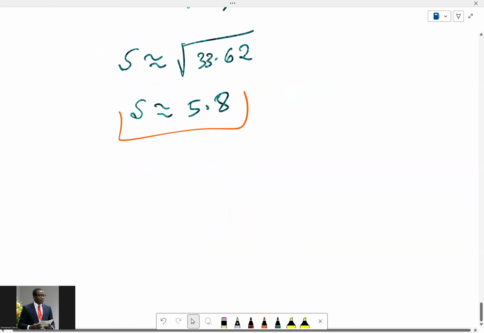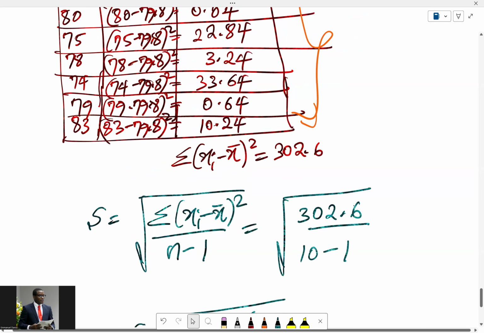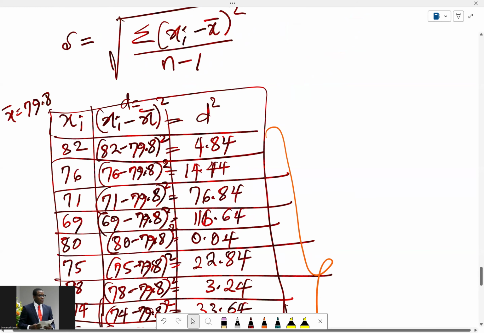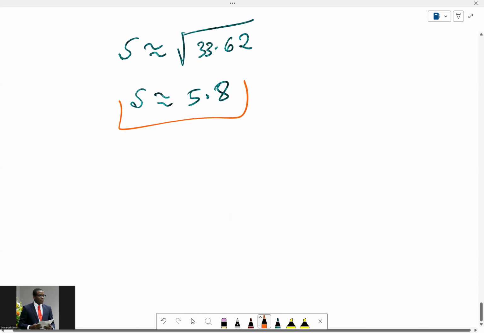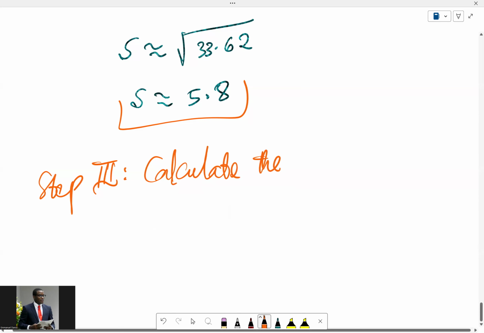So next, now we have to calculate the test statistic. Step 3: calculate the test statistic.